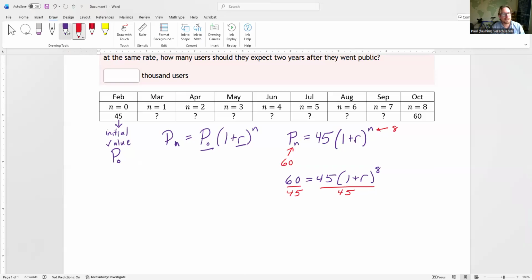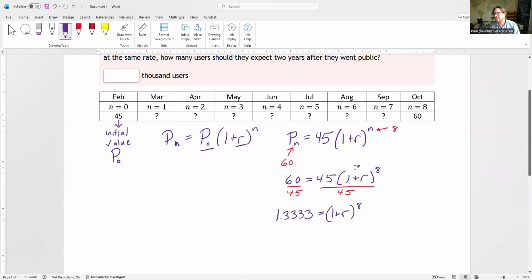In fact, why don't I use this as an opportunity to say, round to at least 4 decimal places as we work through this unit. I'm going to call that 1.3333. And now that is equal to 1 plus r to the 8th power.